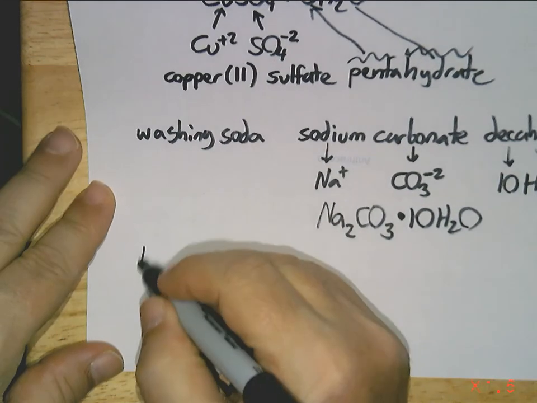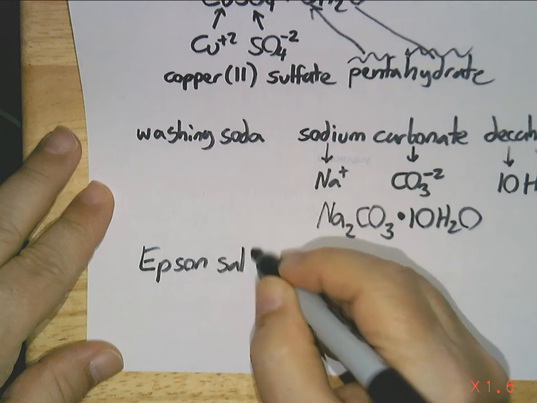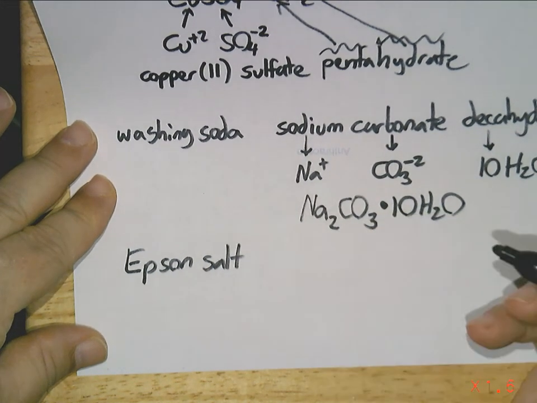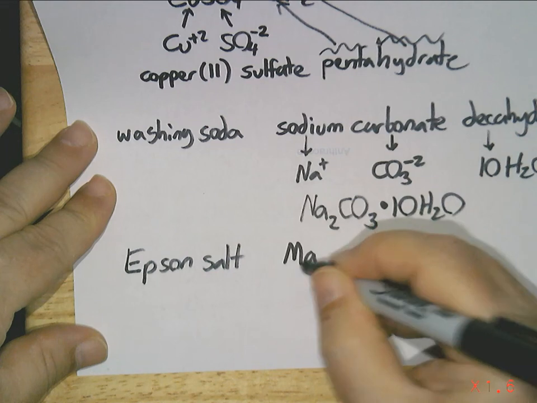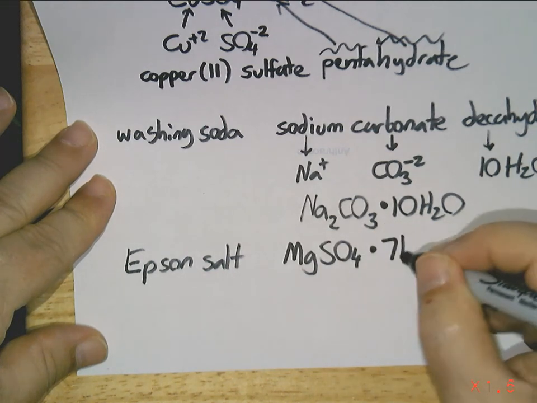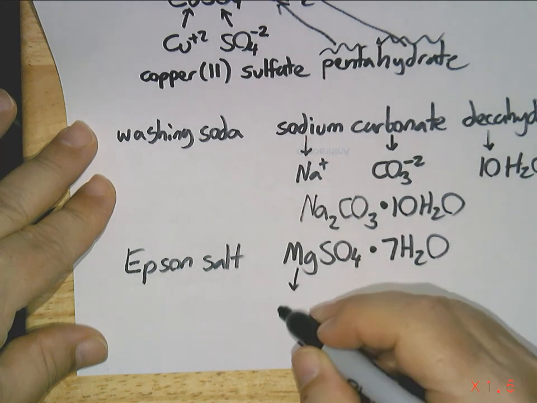Let's do another one. Here's the formula for Epsom salt. Epsom salt is something you buy in a drugstore. People use it as a bath salt. It is this formula. Let's name it.